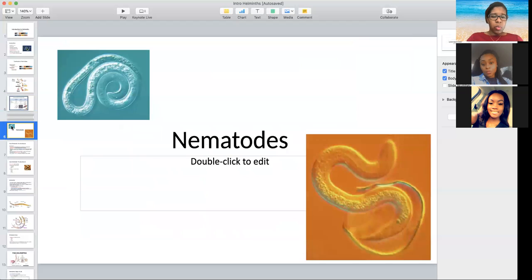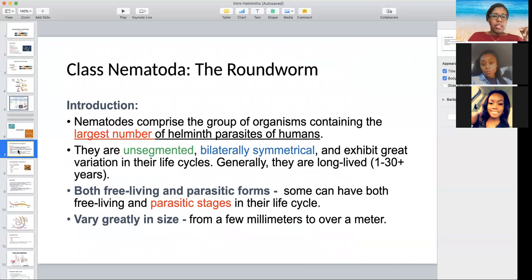Let's start out with the roundworms, these nematodes. Write down the term nematodes. These are our classic roundworms. The class Nematoda, these are the roundworms. They comprise the group of organisms containing the largest number of helminths that are parasites to humans. So most of the helminth worms that are human parasites are going to be in this class, the nematodes. Again, I already talked about the features: they're unsegmented, which is important, and they do exhibit bilateral symmetry.